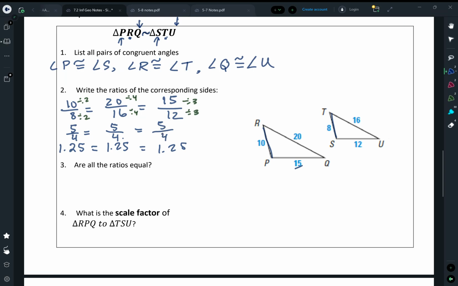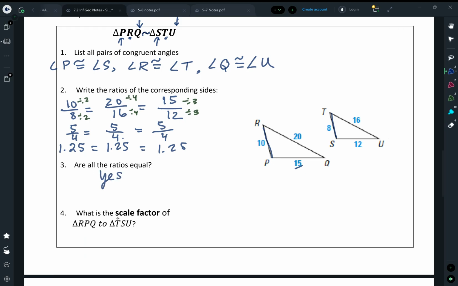So you've got two options. We could try reducing fractions, or we could just divide them out. And again, when we divide them, in my calculator, I do 10 divided by 8, so the 10 goes in first, or 20 divided by 16. So either way, we can see that all of those ratios are equal. So we're going to go ahead and write yes for this next question.